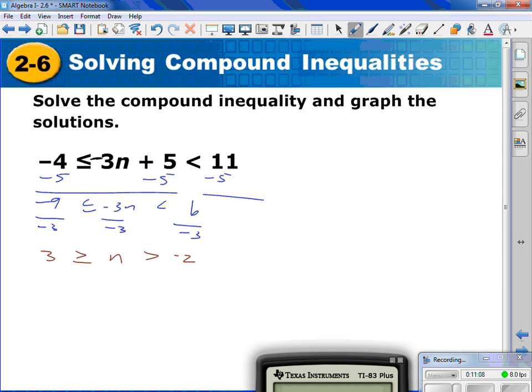Now, in order to make the problem look better, so it went from small number to big number, I'm going to take this entire problem and flip it. You know how we usually flip it so it's the variables first? I'm going to flip the entire problem. So negative 2 less than n less than or equal to 3. That's all I'm going to do. And now I just graph it like normal. But that is a great question.